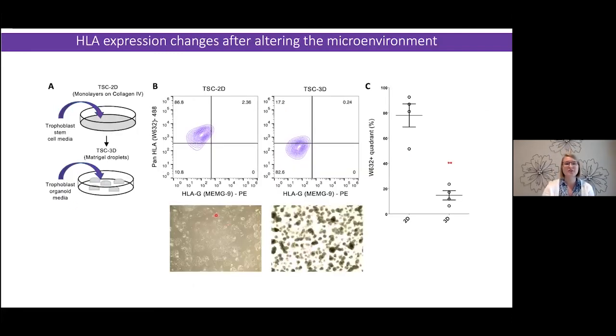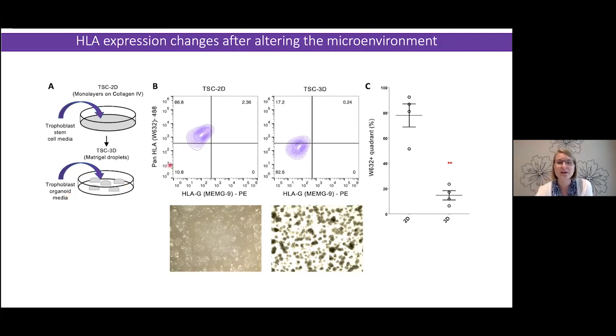So then we started to think maybe if we put these trophoblast stem cells into the same exact conditions as the trophoblast organoids, that might be affecting HLA expression. So we took the 2D cultures and placed them in Matrigel droplets, and we cultured them in the organoid media instead.